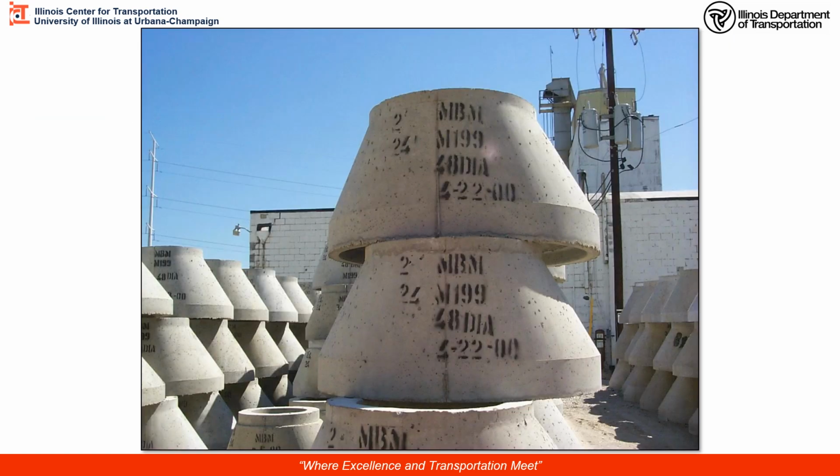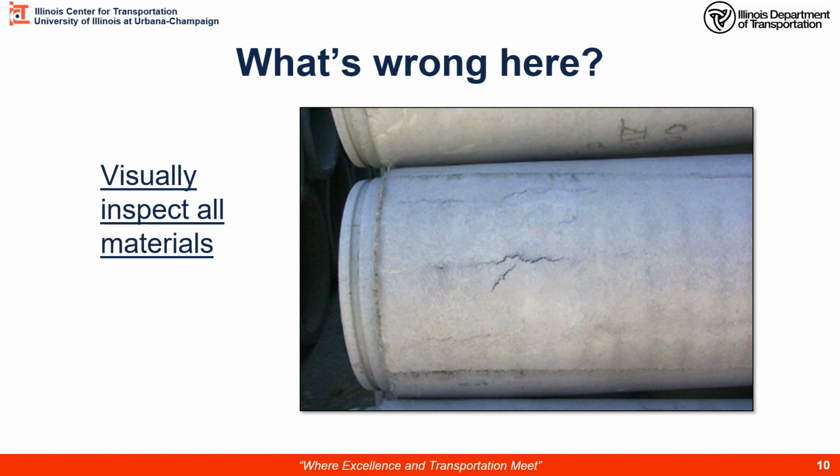Here's another shot of some other concrete products, and we have our manufacturer's mark. That's our specification, 48-inch diameter, and here's the date it was cast. What is wrong here? What do we see? Cracks, right? Cracks in our concrete reinforced pipe.